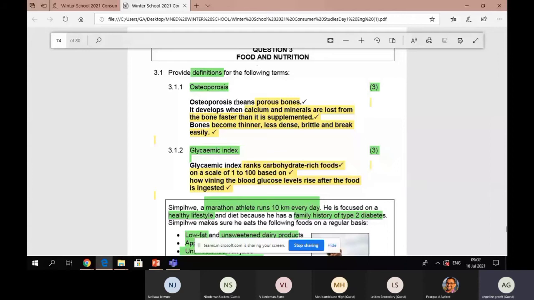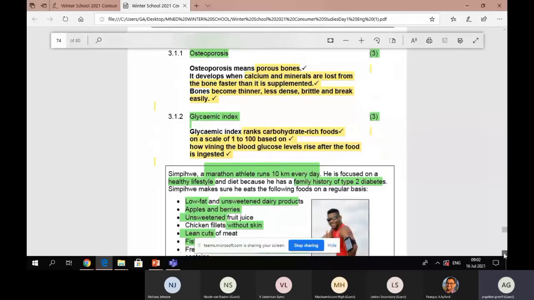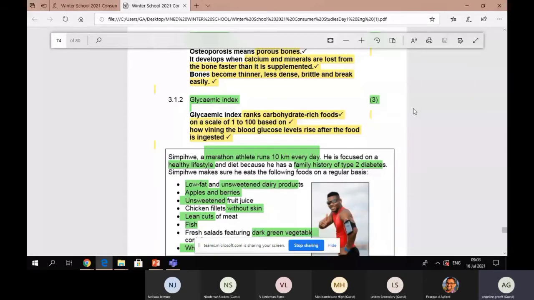Okay, now we haven't dealt with osteoporosis as yet. So I'm quickly going to have a look at the glycemic index. For 3 marks, remember what I always say: when you have a look at your question, look at your mark allocation also. So you need to give the whole full definition of glycemic index. Okay, drinks, carbohydrate rich foods. There you can see where the first mark is going to be given, on a scale of 1 to 100. Based on, there's the next mark, how the blood glucose levels rise after the food is ingested.